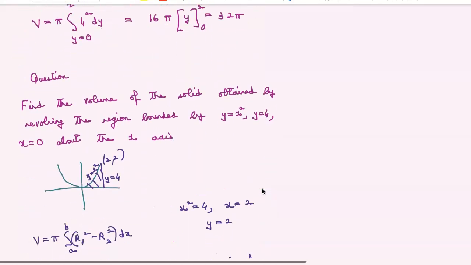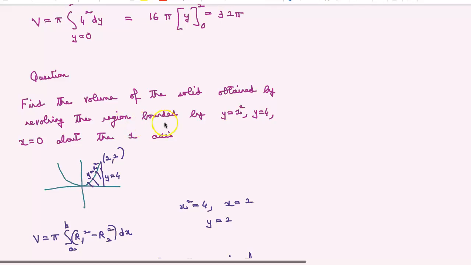Question 3 is find the volume of the solid obtained by revolving the region bounded by y equal to x squared, y equal to 4, x equal to 0 about the x-axis. So this is x squared equal to y, this is y equal to 4 and this is x equal to 0. So when you rotate it about the x-axis, it's basically a disk.